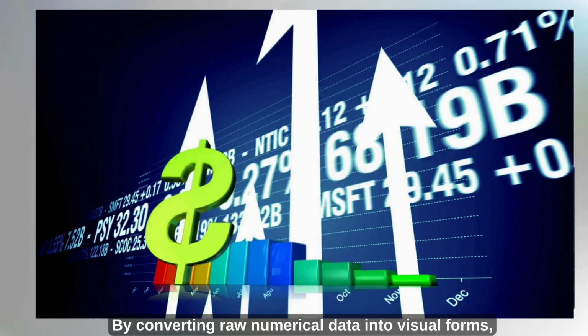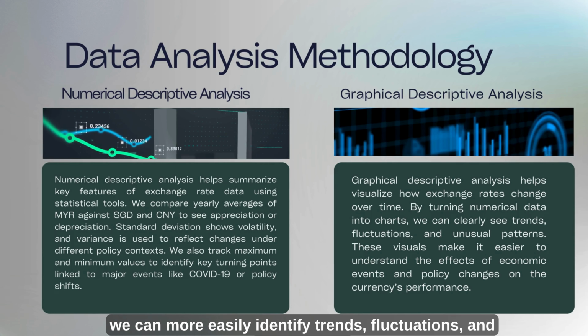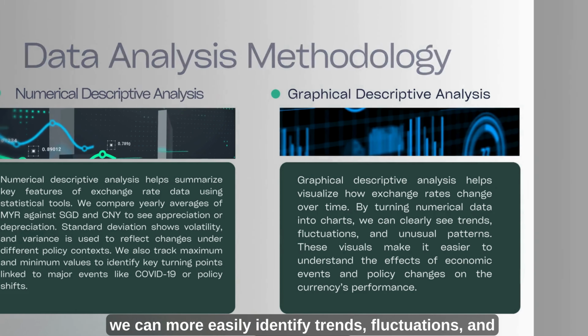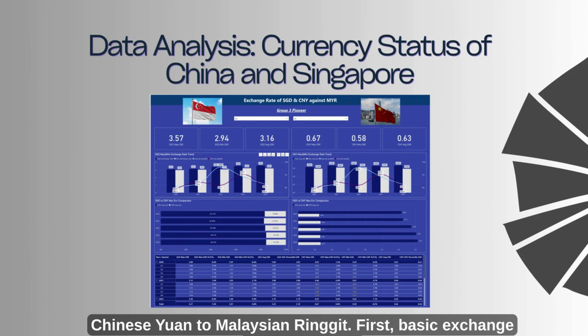By converting raw numerical data into visual forms, we can more easily identify trends, fluctuations, and anomalies. This chart is a dashboard made by our group with Power BI, which shows the analysis of the exchange rate of the Singapore dollar and Chinese yuan to the Malaysian ringgit. First, basic exchange rate statistics.